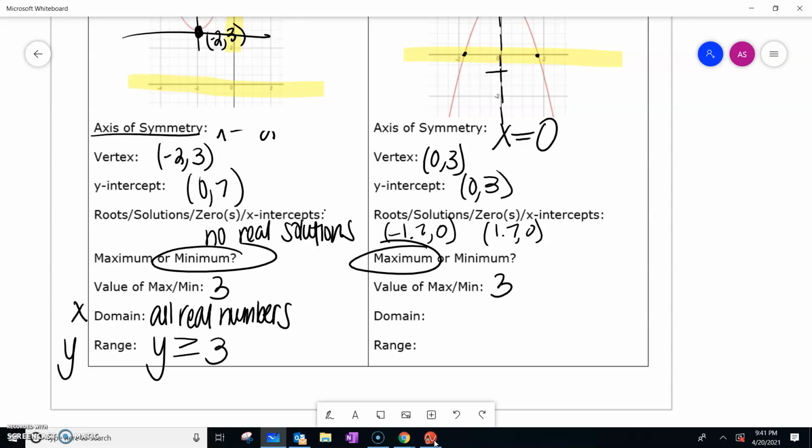Domain is always real numbers. Again, that's going to keep going from the left and to the right, from negative infinity to positive infinity. So we're going to have all real numbers.